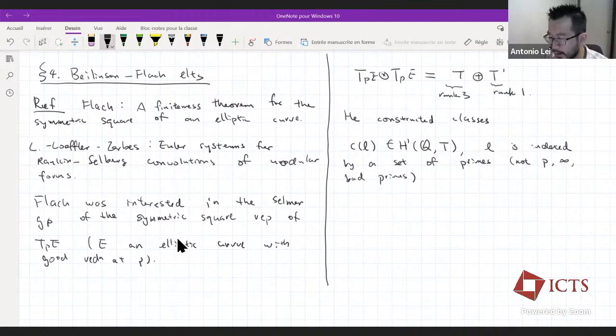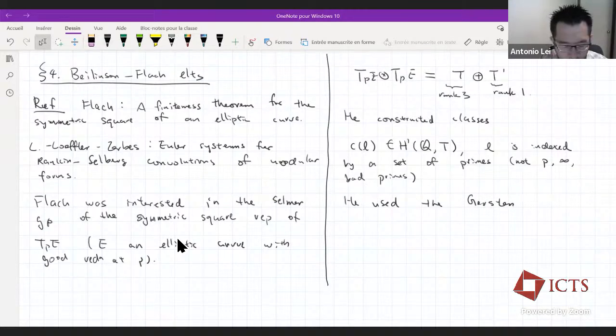So how does he construct these elements? As you can see here, this is not quite an Euler system, because for an Euler system you need more elements than that. You need to have some square-free integers multiplied by some power of p. So this is not quite an Euler system, but it is still a very useful set of elements to work with. So he used the Gersten complex. I'll tell you what it is.